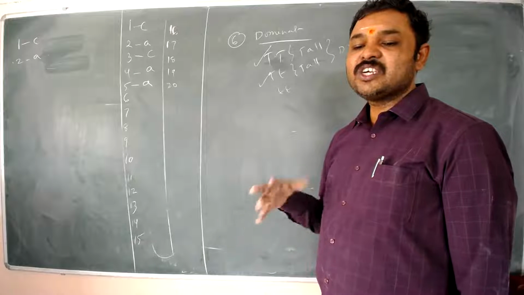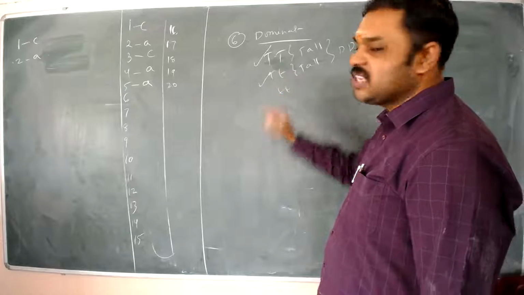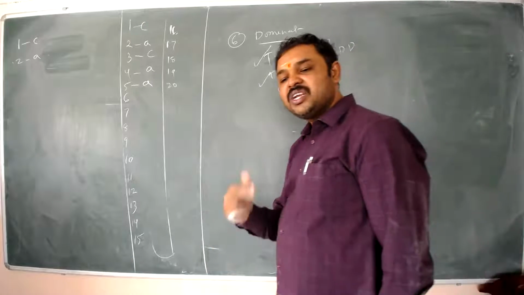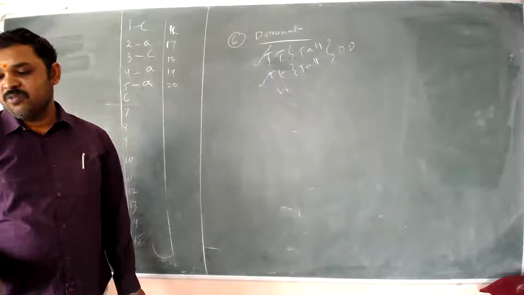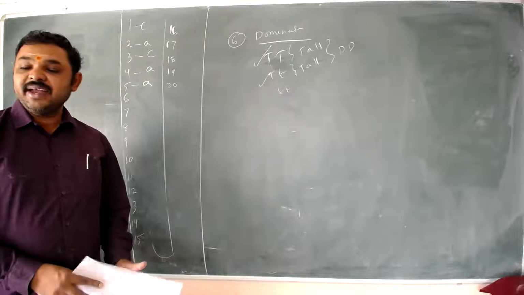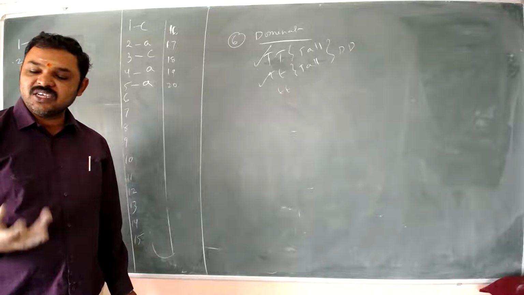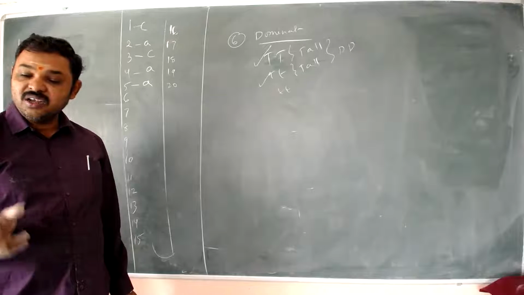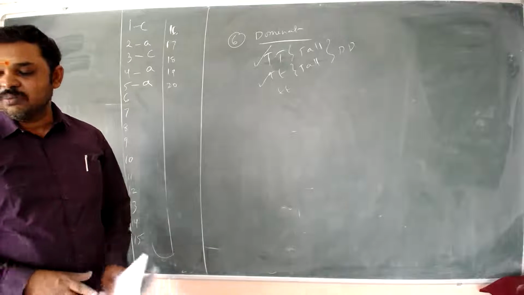The gene which expresses the dominant character at homozygous condition or heterozygous condition. In both conditions it is expressing the dominant character only. That is called the dominant trait. What is meant by dominant trait? A trait which is expressed either at homozygous condition or heterozygous condition. In both cases it expresses the dominant character. That can be called a dominant gene.